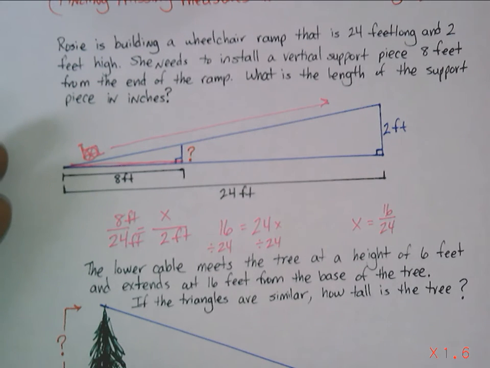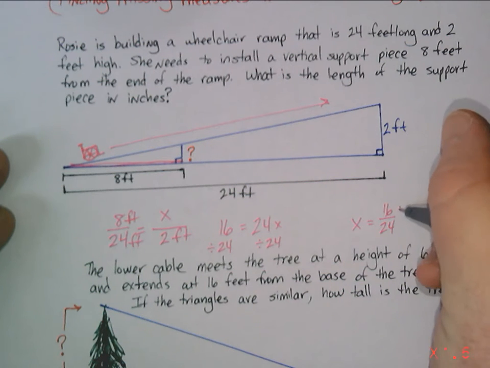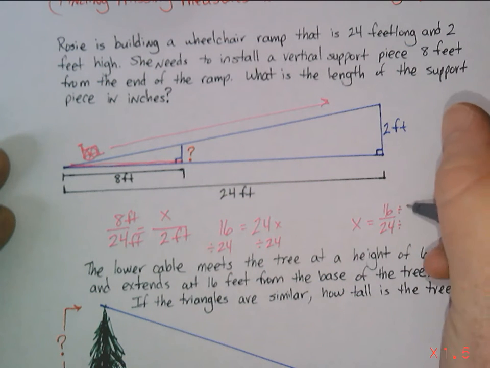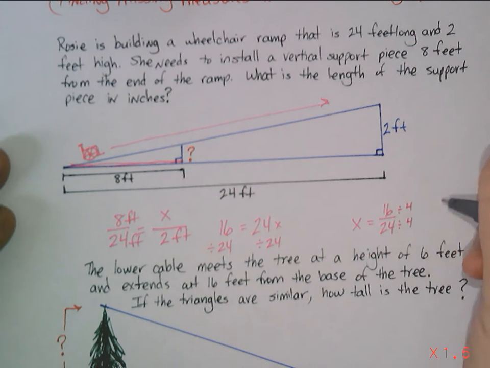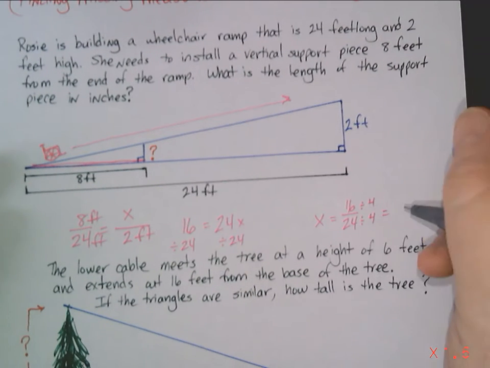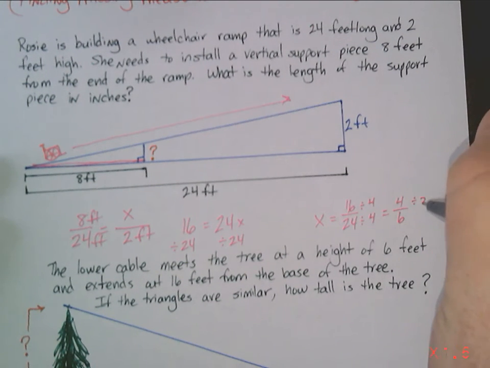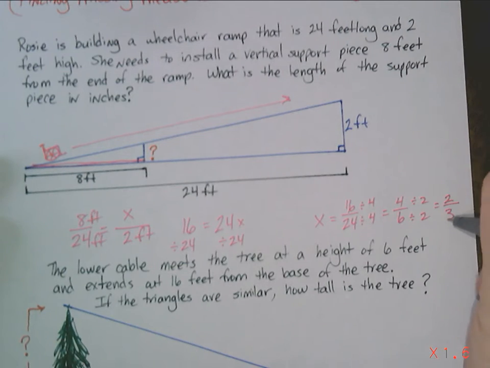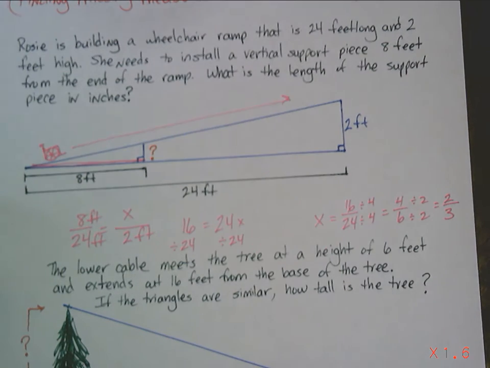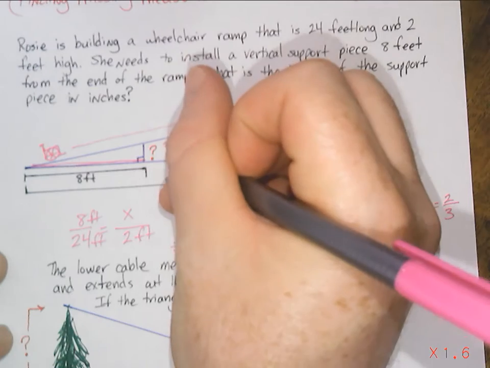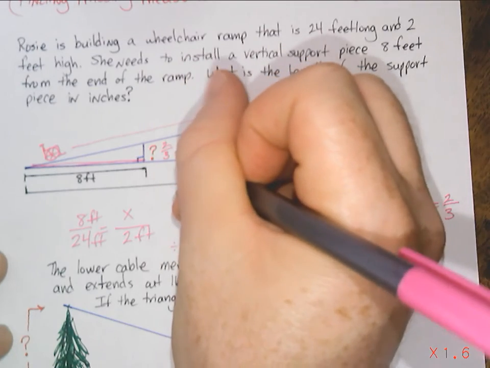Okay, as a decimal, let's see, that would be what? Let's divide both top and bottom by 4. I'll get 4 over 6. Divide the top and bottom by 2. 2/3. So basically I get 2/3 of a foot. So this is 2/3 of a foot.